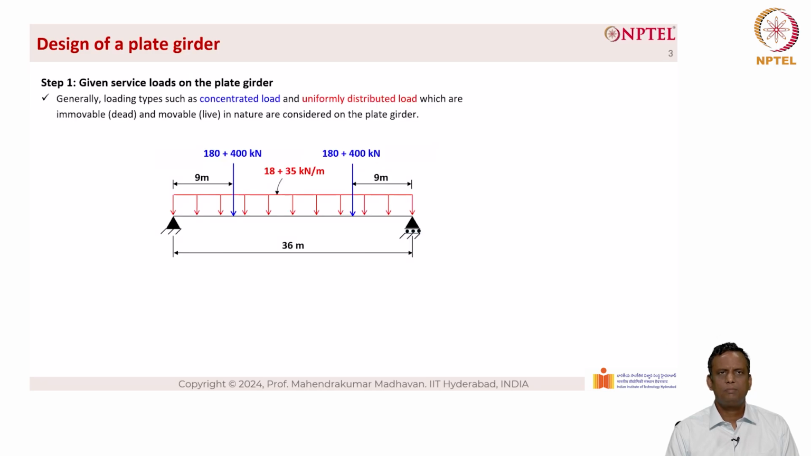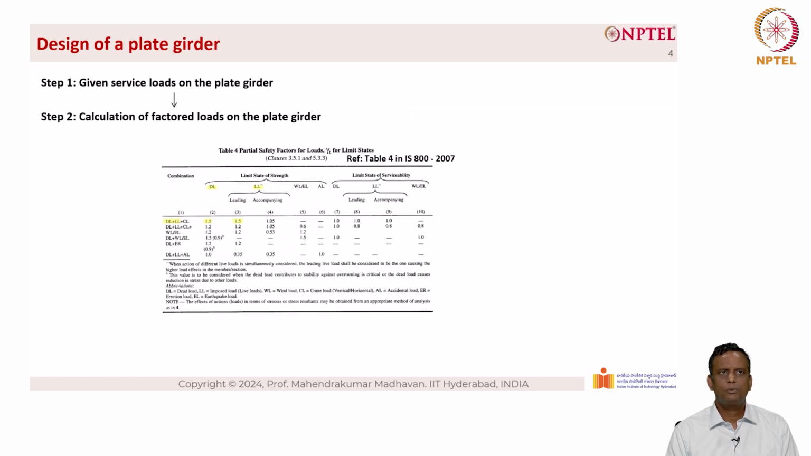This is the load diagram that shows here the concentrated load as well as the uniformly distributed load, which is step 1 for the design of plate girders. Step 2 is to calculate the factored loads on the plate girder. The factor of safety can be obtained from table 4, which is the partial safety factor for loads, gamma f. Here we can see that the safety factors for dead load and live load are 1.5 and 1.5. There are other loads that are taken into consideration, but for this problem, the dead load factor is taken as 1.5 and the live load factor of safety is taken as 1.5.